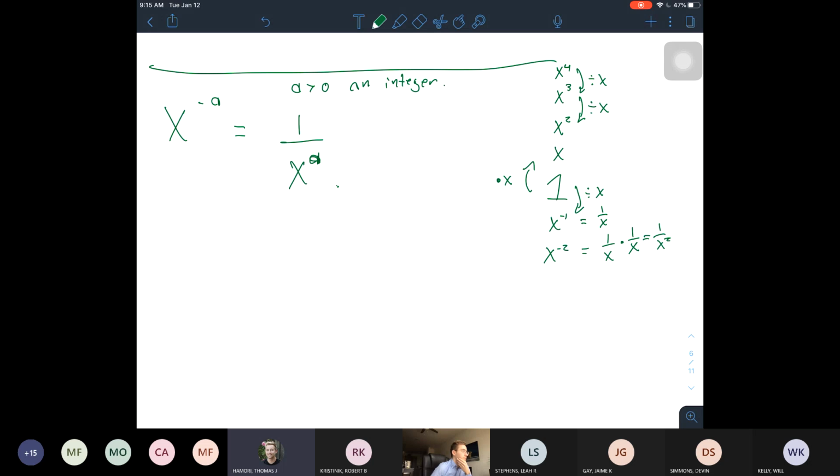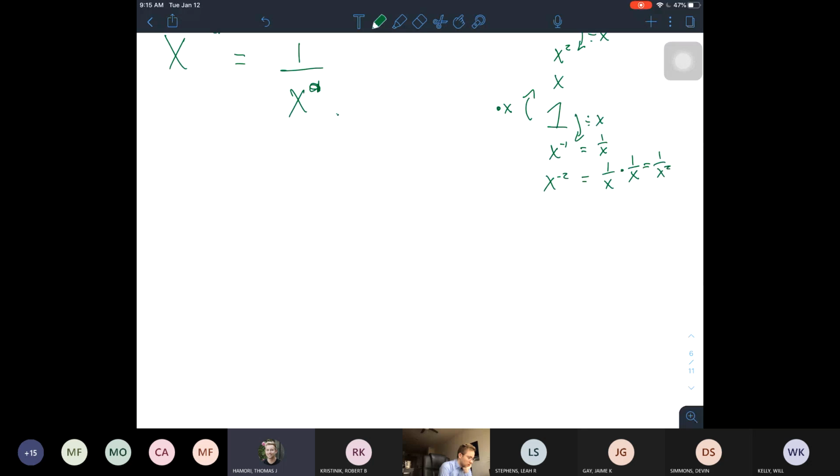Okay, so by that logic, let's try simplifying x to the a divided by x to the b. Okay, what should we do with the powers in this case if we have x to the a divided by x to the b?